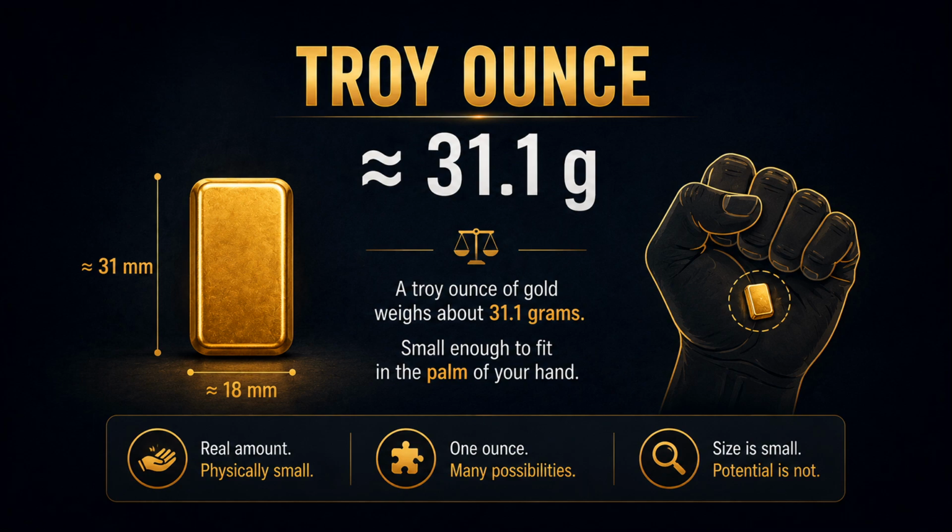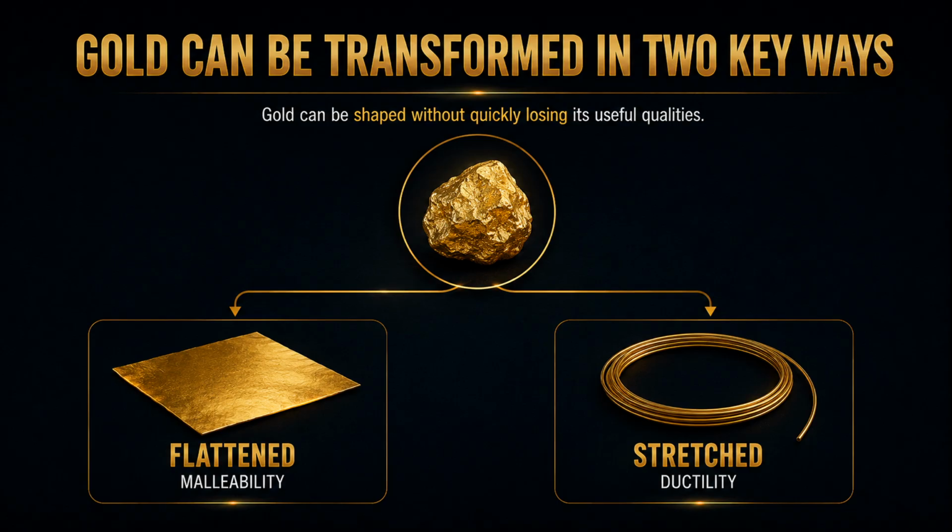A gold ounce is usually a troy ounce, which is about 31.1 grams. That is small enough to hold easily, small enough to disappear inside a closed fist. But gold is unusual because its usefulness is not limited by its size. The first thing 1 ounce can do is change shape.